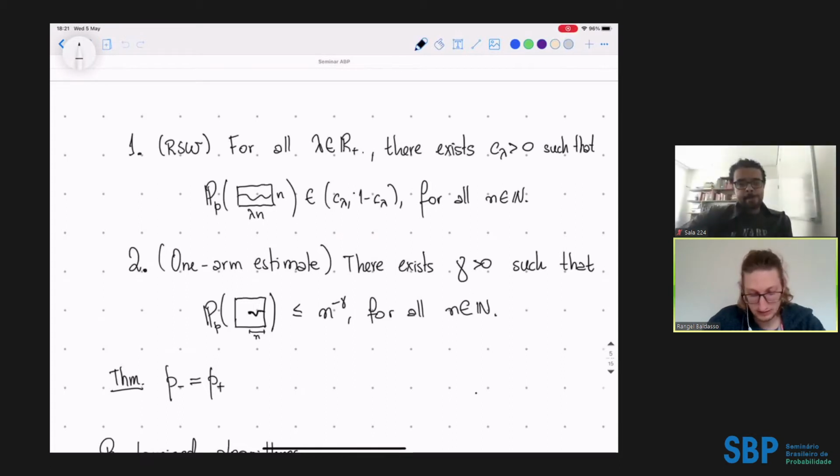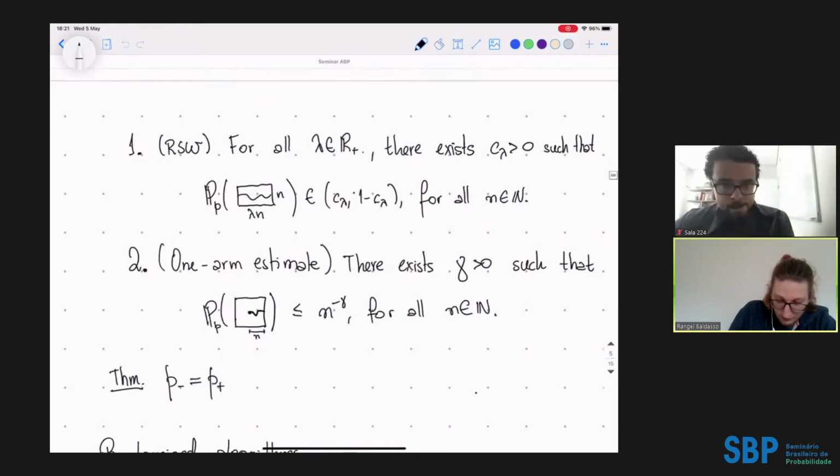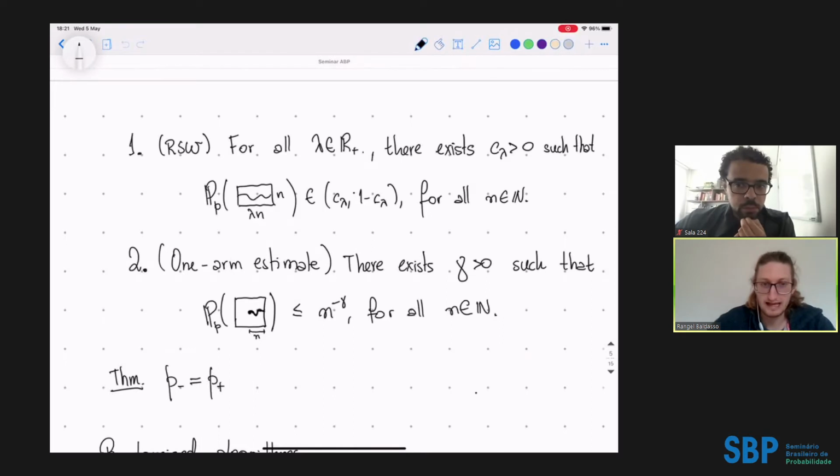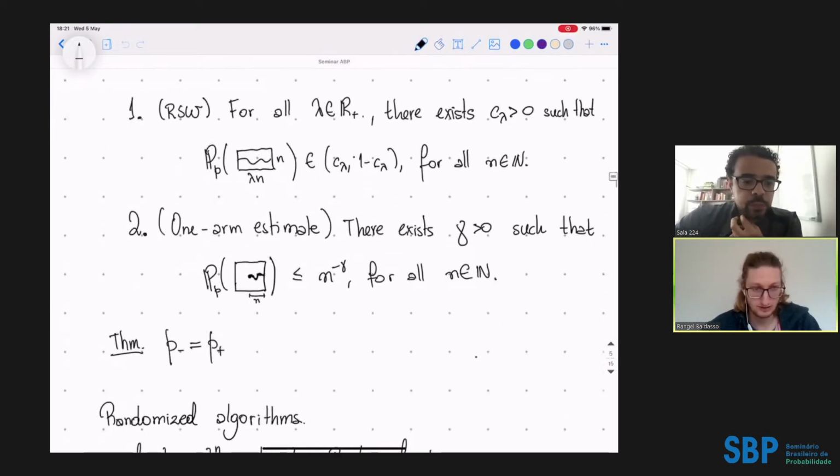And the second tool that we need here is what's called a one-arm estimate. So it's related to the probability of having a box of side length n. So here it's 2n, but it's kind of the same. And asking what is the probability that the center of the box is connected to its boundary. And what you can prove if you're in this critical regime is that these probabilities have a polynomial decay. So there exists some gamma such that the probability of connecting to distance n from the origin is at most n to the minus gamma for all n that you can choose.